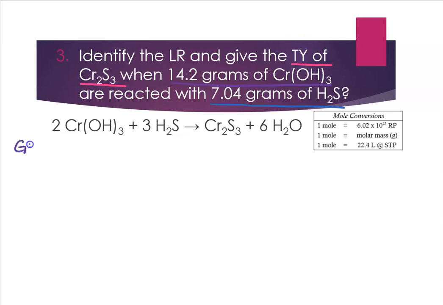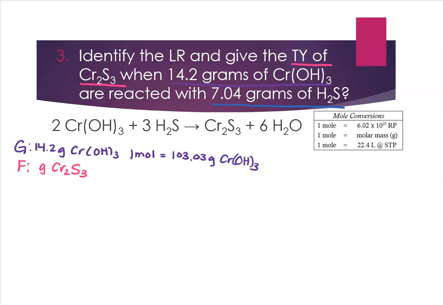All right, so we'll start with the first piece of information we're given, 14.2 grams of CrOH3. And since we're not given units for a theoretical yield, I will default to grams of Cr2S3. All right, I'm going to need the molar mass because I'm just doing all grams all the time. The molar mass of CrOH3 is 103.3 grams. And the molar mass of Cr2S3 is going to be 200.18 grams. Now we have everything we need to solve our problem.